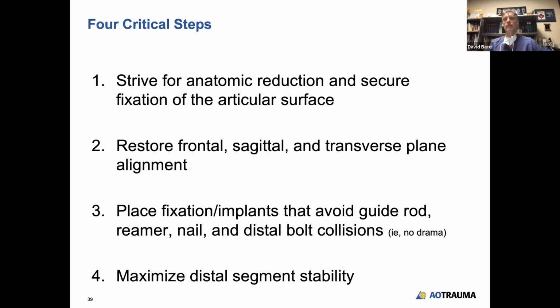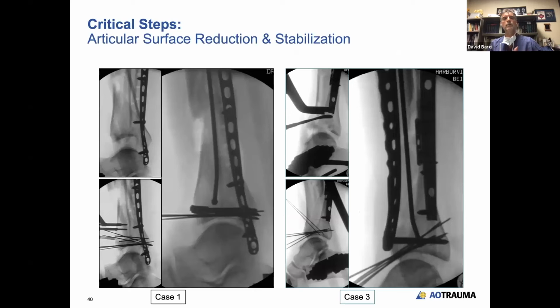You don't want this to have any drama in it as you're putting the nail down and pop things apart. And then you want to maximize distal segment stability. So if I go through some of these cases, these are just examples of how you get articular surface reduction and stabilization. Well, here we used a direct visualization.